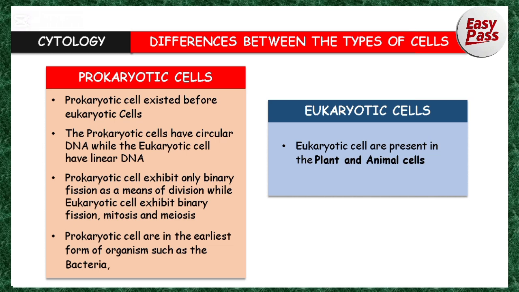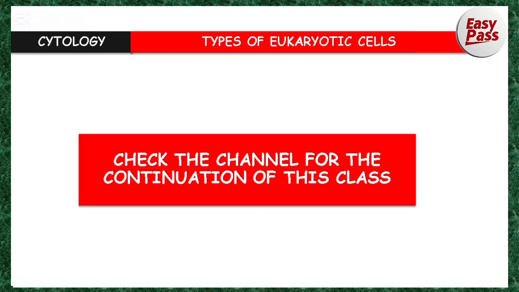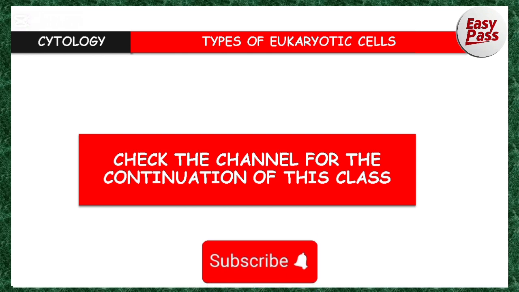Now, to further this study, we are going to look at types of eukaryotic cells. The types of eukaryotic cells that we have are generally the plant cell and the animal cell. I think with this we can just have a little pause and we continue later.